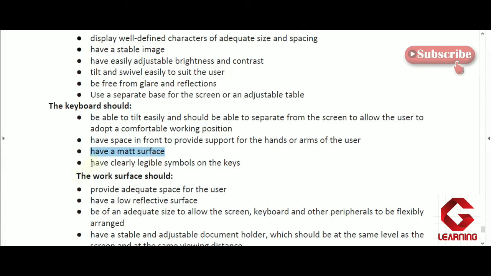Next one is have clearly legible symbols on the keys. So on the keys of the keyboard we are getting characters, and these characters should be very simple. These characters should not be very fancy, because fancy characters are not easy to recognize. So the characters that we are getting on the keys of the keyboard should be very simple, so all users can understand those characters. So at the workplace the keyboard should be like this.